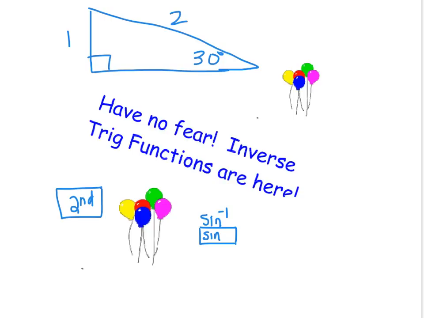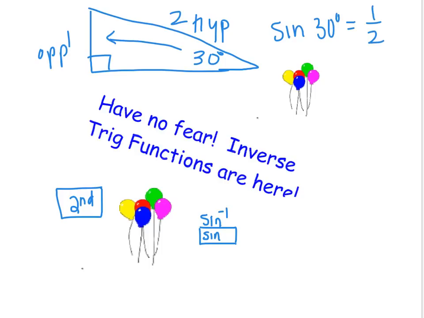Okay, so you have a 30, 60, 90 triangle. Now, notice here, across from 30 is your opposite, and the hypotenuse here. So we know that sine of 30 degrees is 1/2. If you type sine of 30 in your calculator, you get 1/2. Now, let's say that you only knew the ratio.